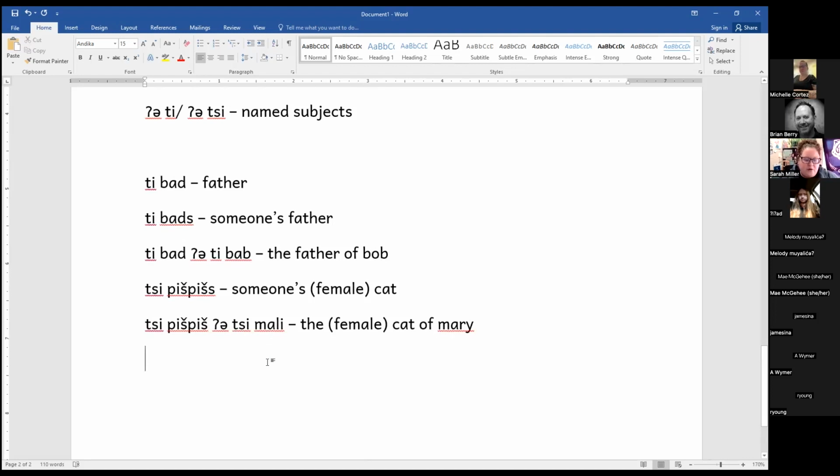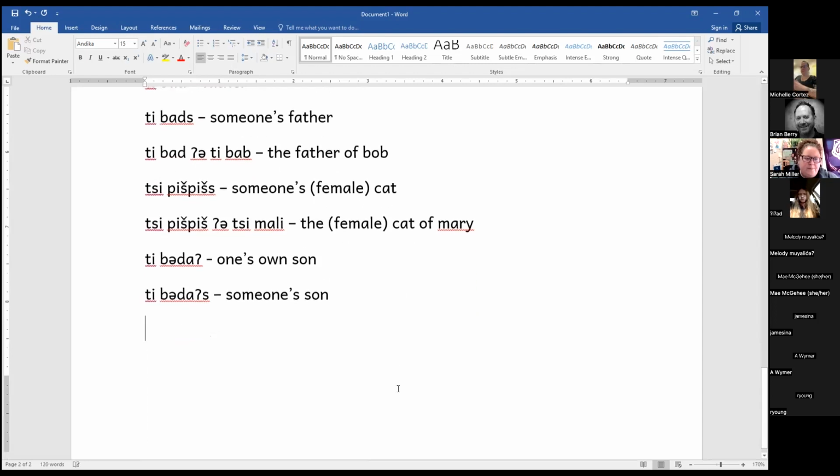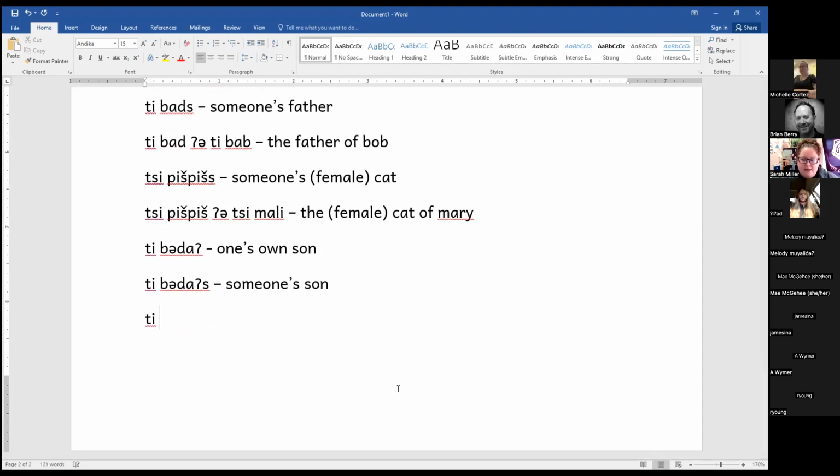Let's do a few more. Let's use tbadat. Remember tbadat? That's one's own son. In this one, we're using it as son. If it was c, it would be daughter. So tbadat, we're talking about a son. So tbadats is someone's son. And tbadat.